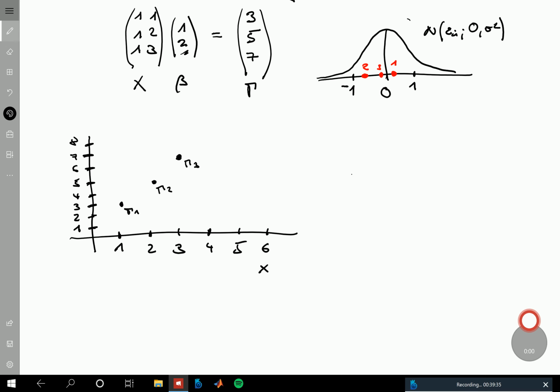Sorry, I'm confused. The offset is 1. Sorry. So this is the slope, and this is the offset.